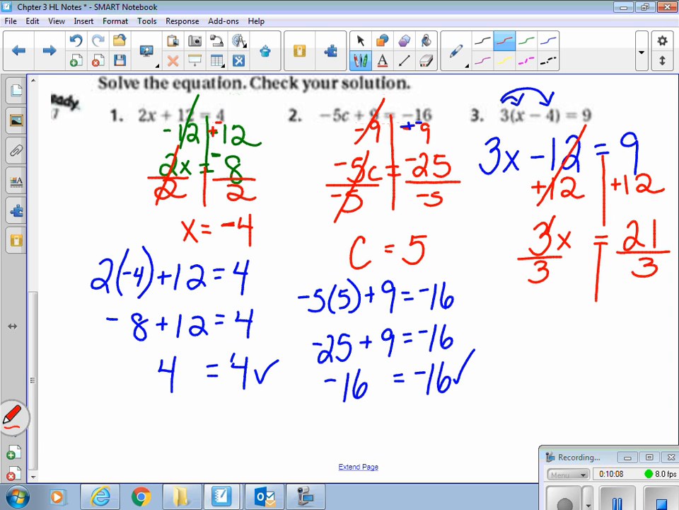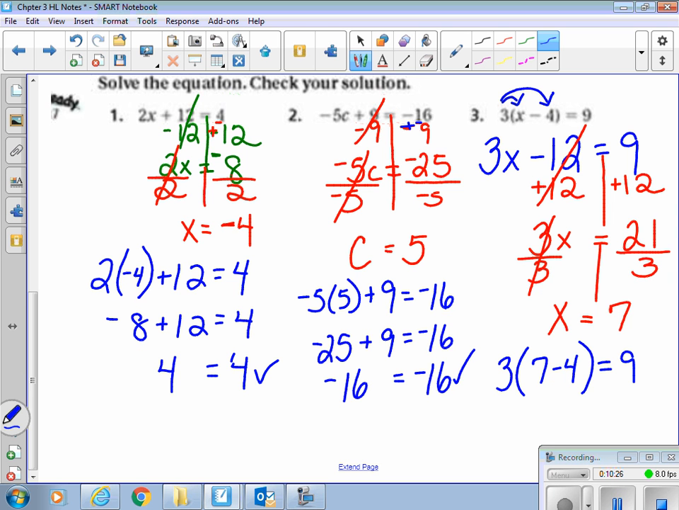3 divided by 3 leaves me with x, and 21 divided by 3 is 7. You're then going to substitute 7 back into the equation. We'll go with the very original equation: 3 times the quantity 7 minus 4 should be equal to 9.